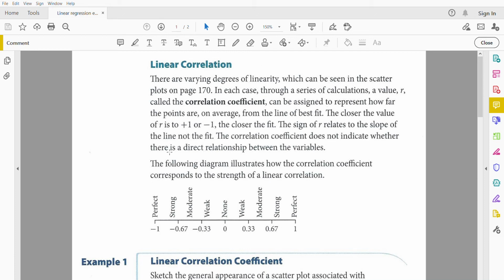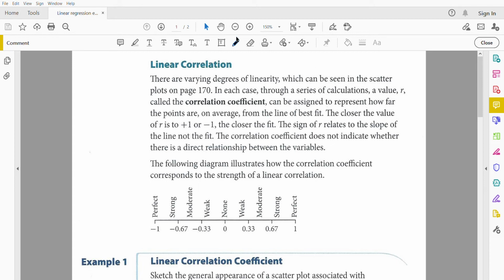Hey guys, this video is to teach you about linear correlation. So when we're talking about linear models, you have the data and you're plotting a line of best fit. How do we know if the fit is good, or okay, moderate, weak, or none? There should be some way we determine how good a fit is.